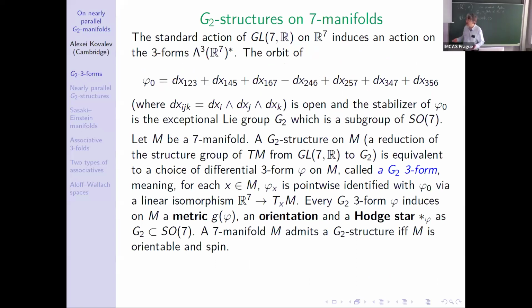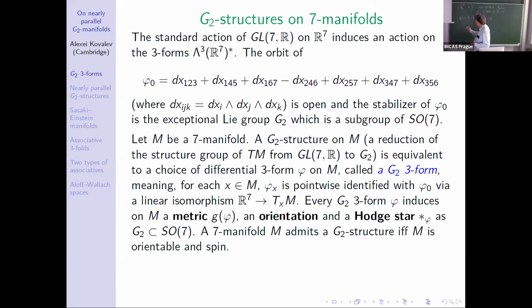Is automatically a Riemannian manifold, has a metric, it also has an orientation, therefore it has a Hodge star. Okay, one can then ask how restrictive is the condition that we put such a form on the 7-manifold? This again is a known question: it's necessary and sufficient that M is orientable and spin.